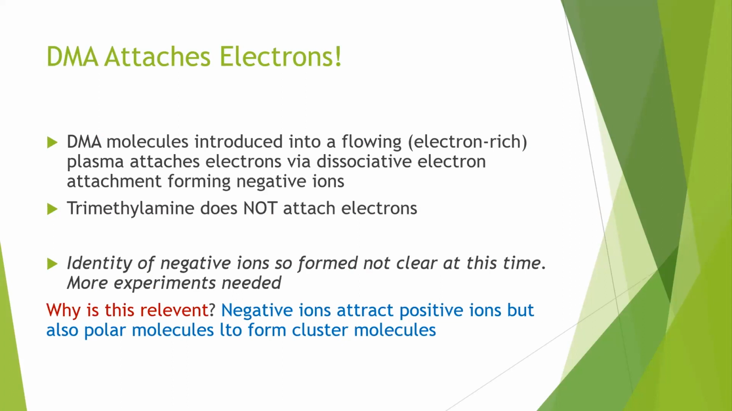And one of the things, though, at the time, the apparatus that we had was designed to look at electron-ion recombination, not necessarily electron attachment. And although we could see that we sort of formed negative ions, we weren't really able to make definitive statements about what negative ions were being formed. And so that's one of the things that we would really like to do in the future, is to look at the negative ion chemistry involved in that.